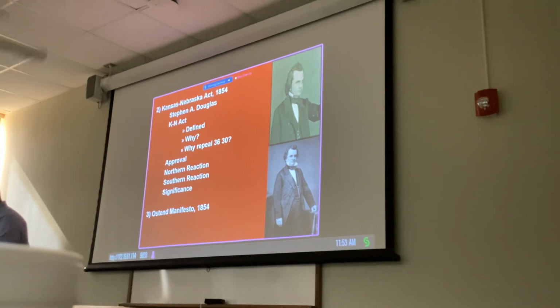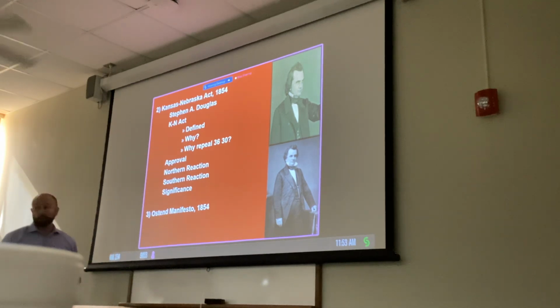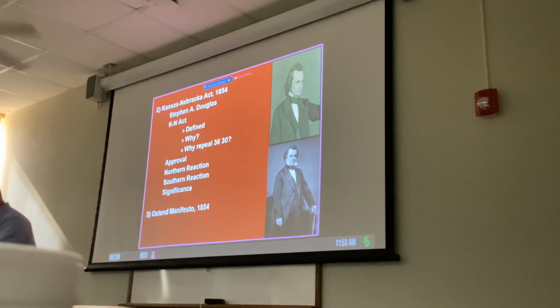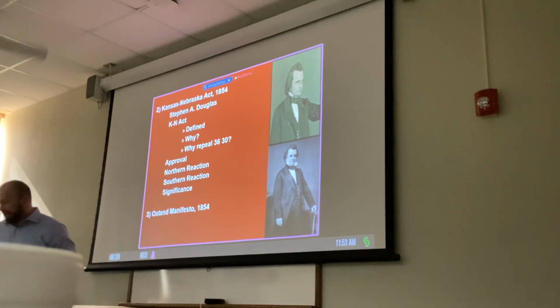Now here's where Douglas was right. The hell of a storm part. The Northern reaction. This is some interesting stuff. To state the obvious, the Northern reaction is overwhelmingly negative.